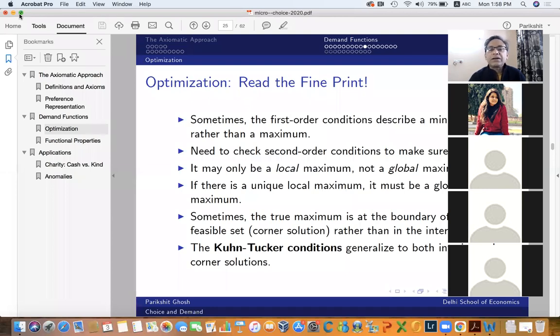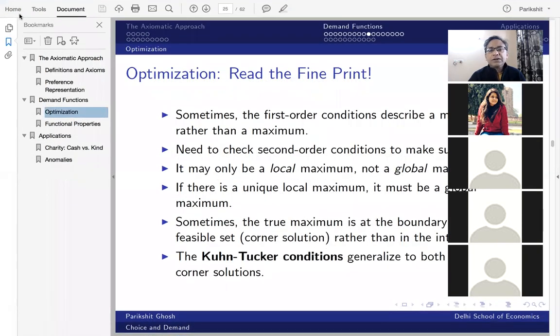Now, the thing is, this principle, MRS should be equated to price ratio, comes with some caveats and qualifiers. In some cases, this condition in itself does not guarantee that we have identified the consumer's best choice. So read the fine print, be aware of all these caveats. So what are the caveats?